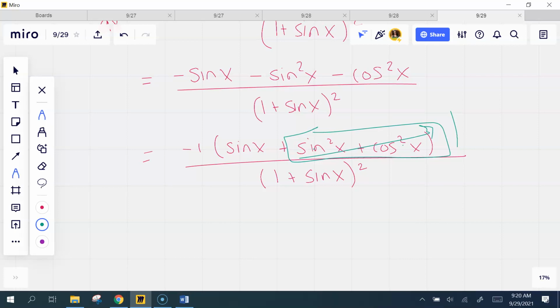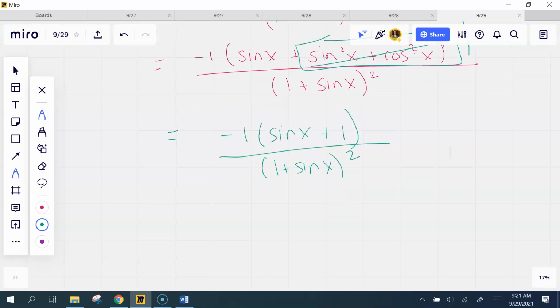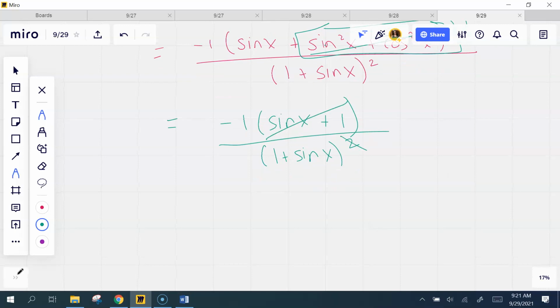Negative 1 over sine x plus 1. Yes. Canceling a sine x plus 1. Oh, yes. All right, so look, now I've got this negative out front, right? And this is sine x plus 1. Do you agree with that? Do you agree that these are the same thing? So I'm going to cancel this and one of these. Because this is the same thing as saying 1 plus sine x twice.